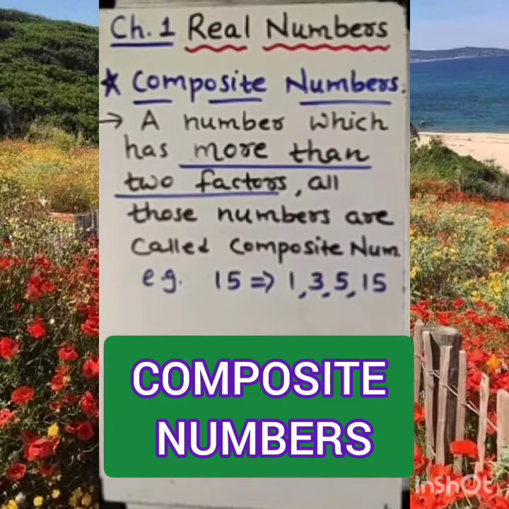Some more examples we can have. Suppose we are choosing 42. 42 has factors 1, 2, 3, and then 6, 7 also, right? And then you can work out 21 and then 14. These are the factors of 42. So it has more than two factors, so that is also a composite number. These are the examples. Now let's move further inside the chapter.